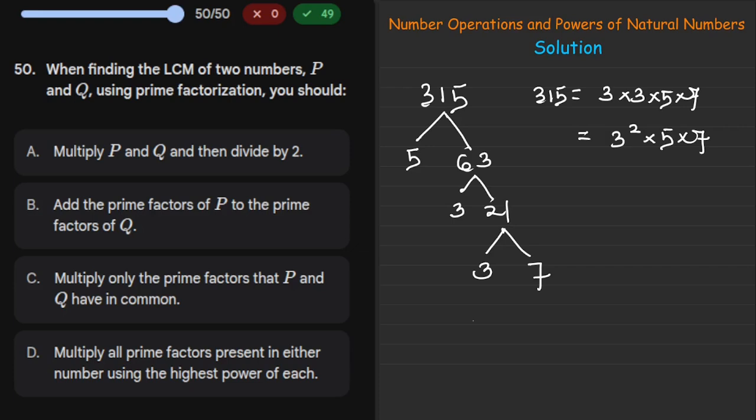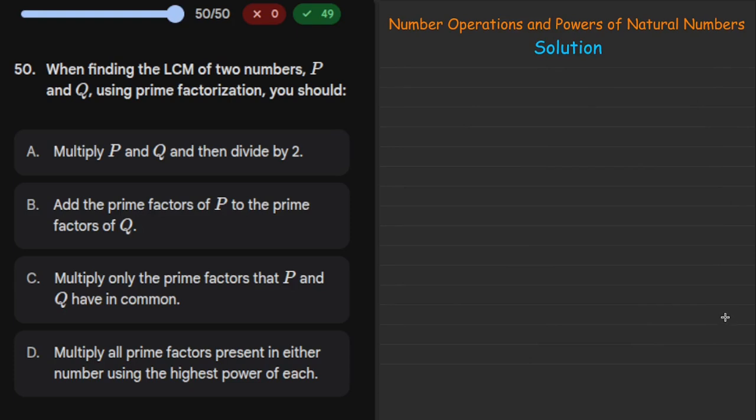And now our last question for this session. It says, when finding the LCM of two numbers, P and Q, using prime factorization, what do you need to do? When we want LCM, we've done that so many times. The LCM, we just multiply all the prime factors present in their numbers using the highest powers of each. Remember, the highest powers. LCM has to do with highest powers.